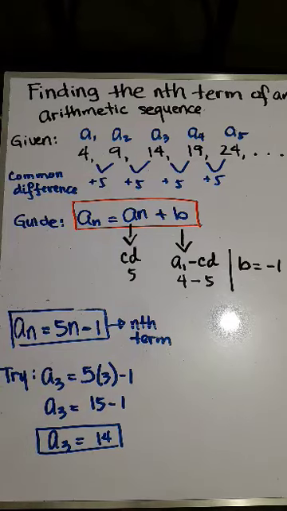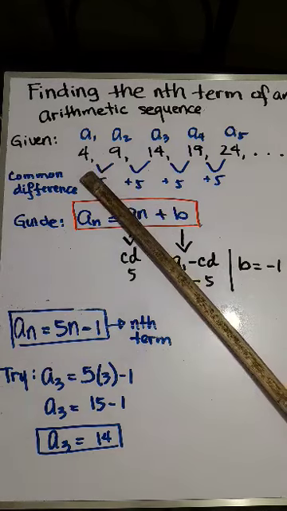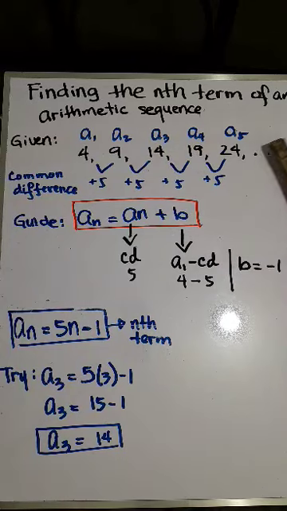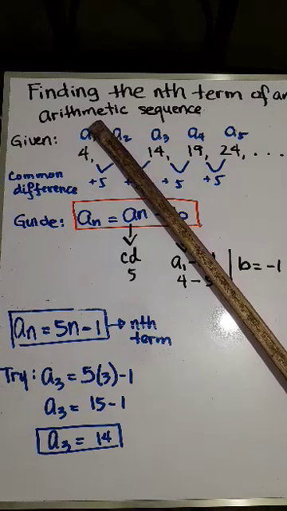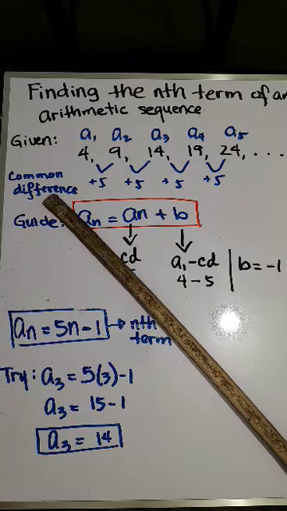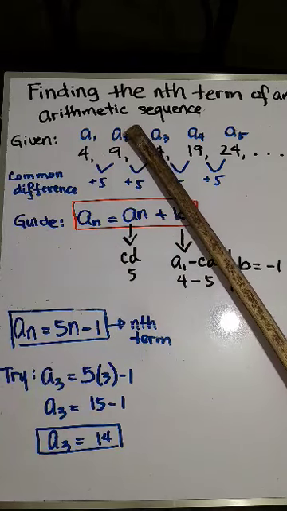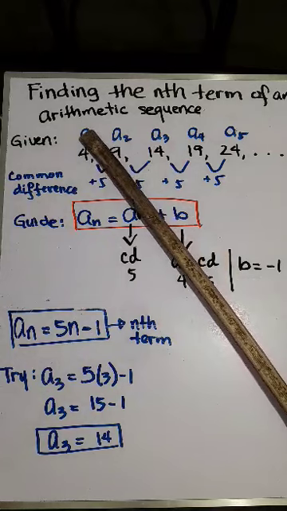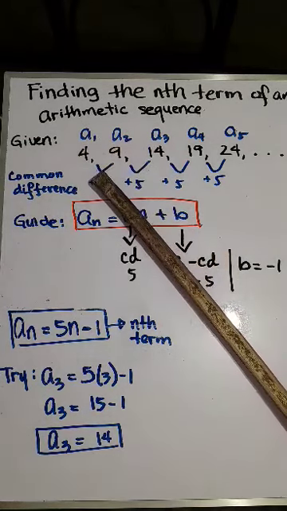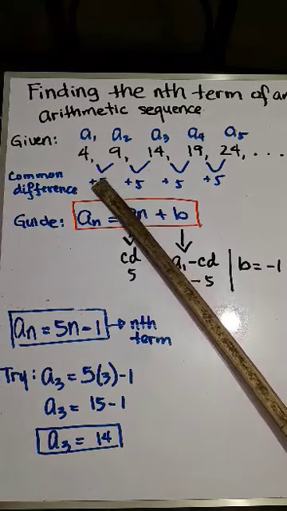Finding the nth term of an arithmetic sequence. The given is 4, 9, 14, 19, 24, etc. So these are the terms. Our first term is labeled as a sub 1. We first find the common difference by subtracting a sub 2 minus a sub 1, such as 9 minus 4, which will give you 5. 5 is the common difference.